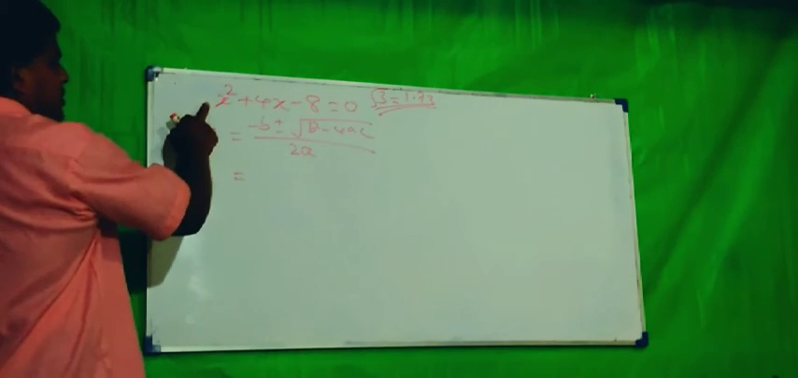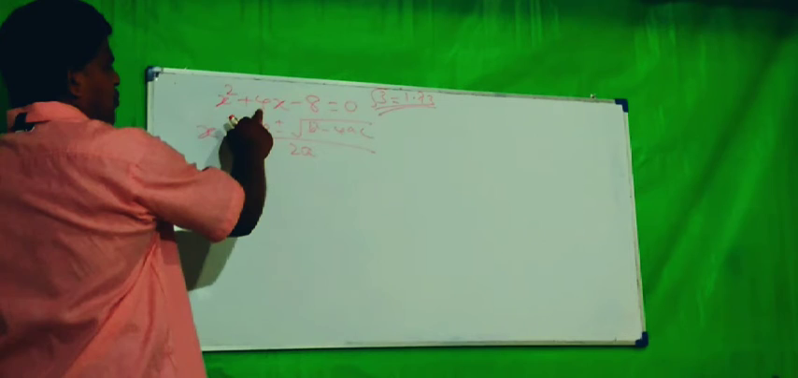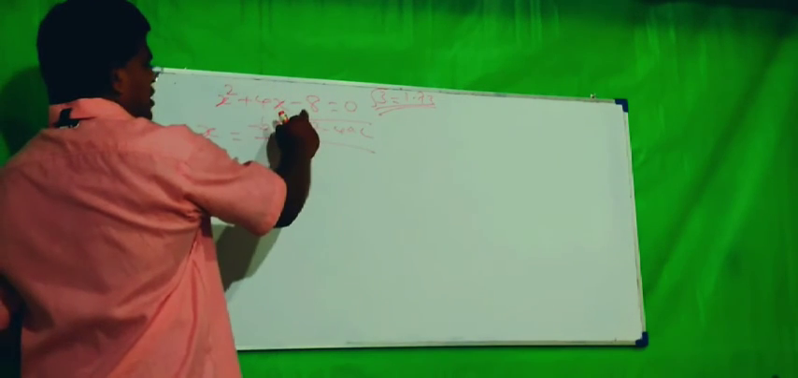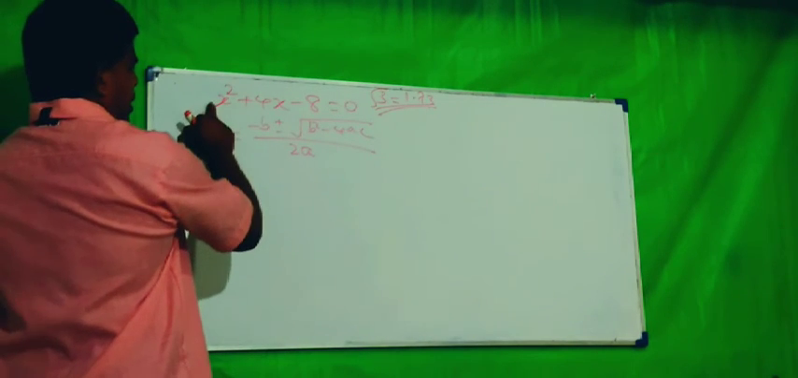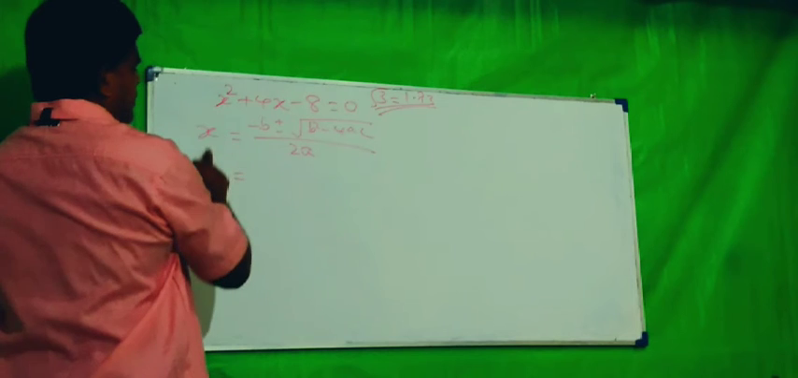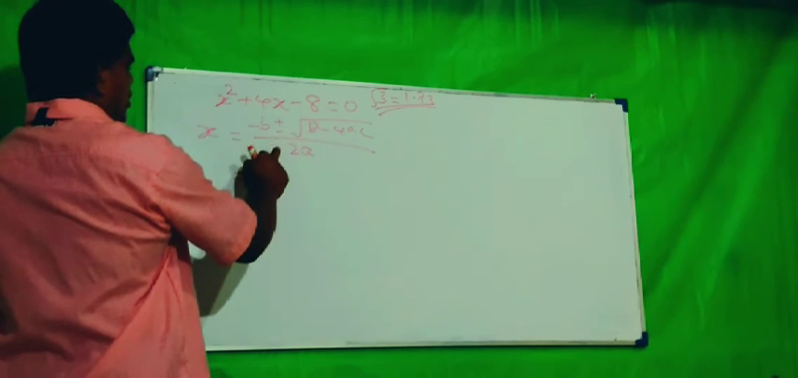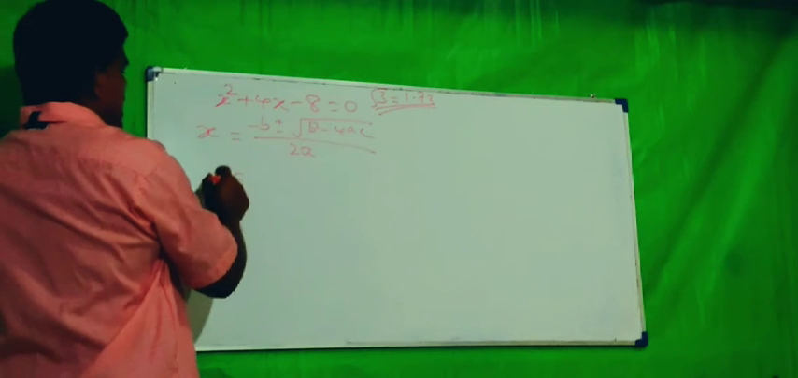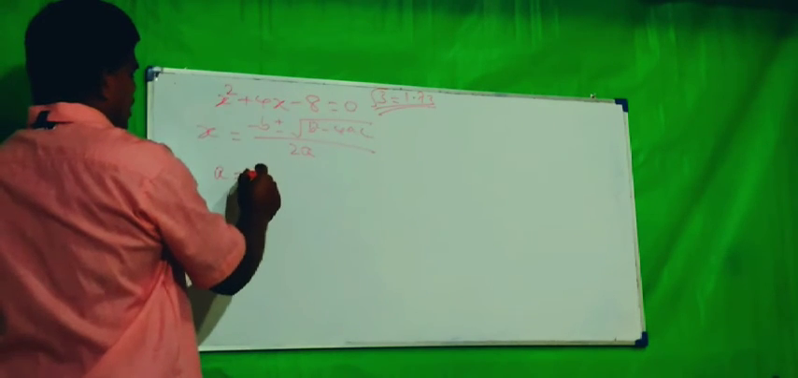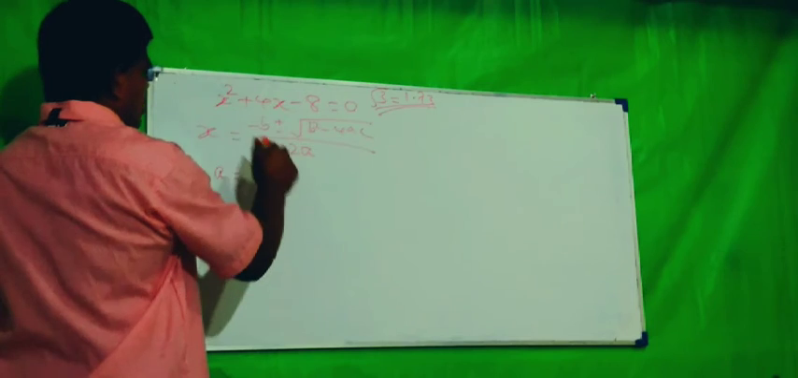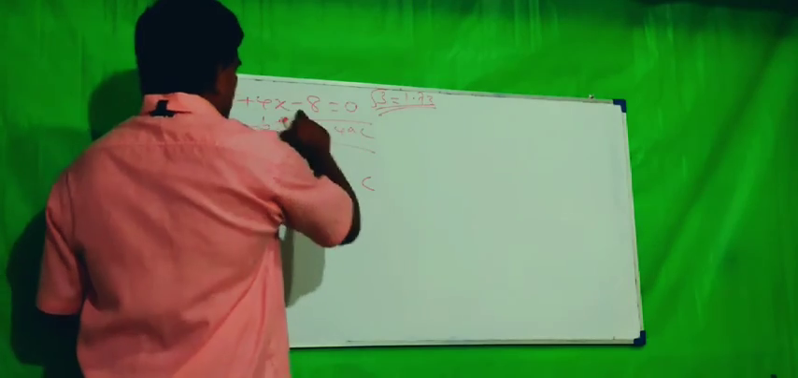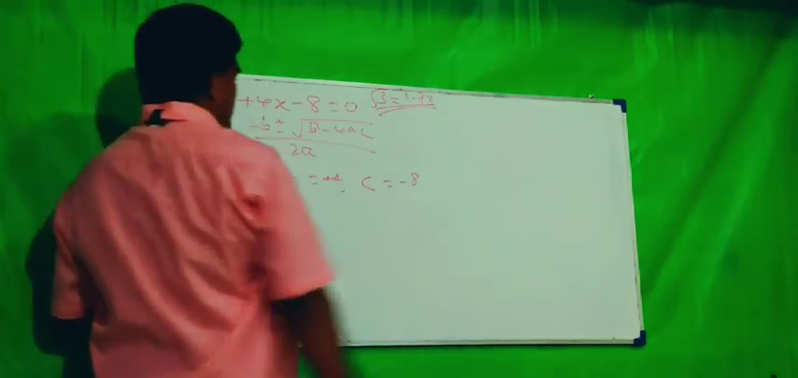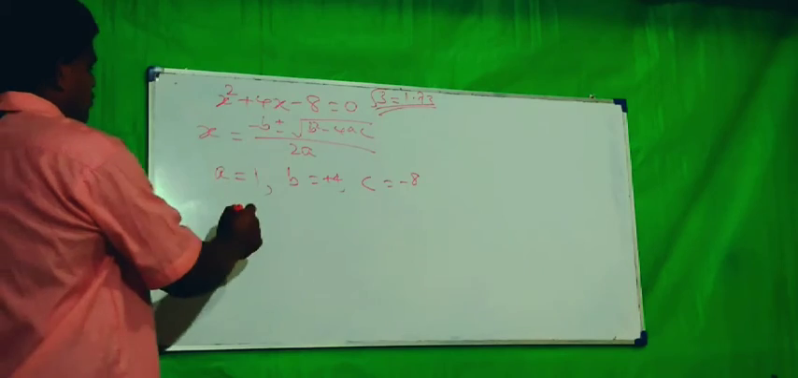Then a is the coefficient of the square term, b is the coefficient of the linear term, and c is the constant. It's better to apply them before calculating this formula. Here a is the coefficient of the square term, which is 1, b is the coefficient of the linear term, b equals plus 4, and c is the constant, which is minus 8. Now we can substitute all these values.